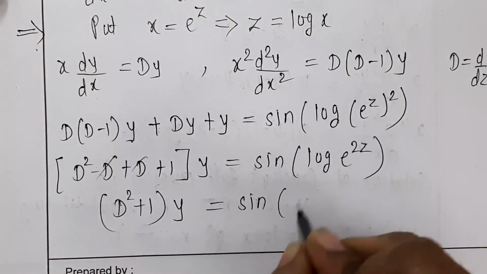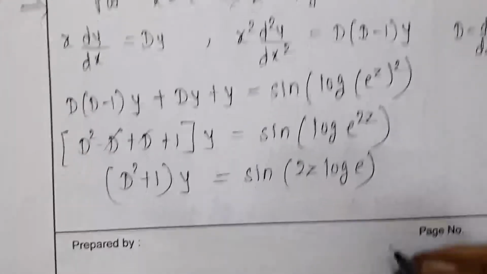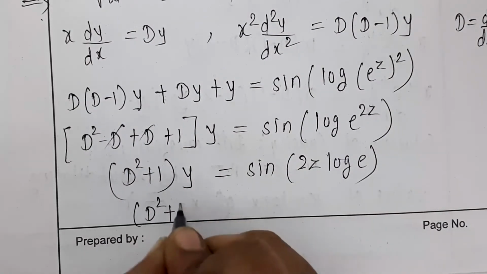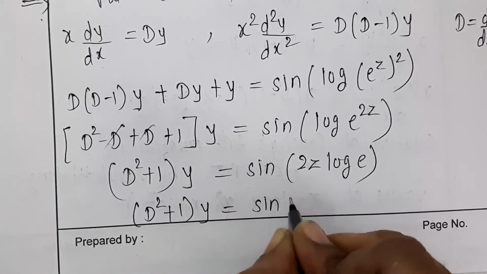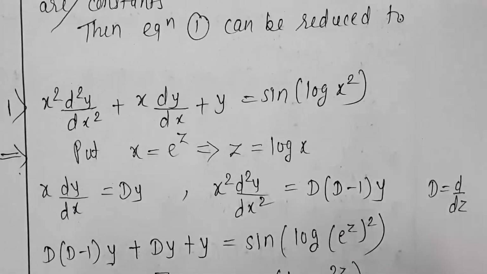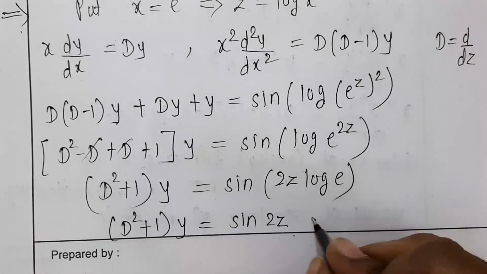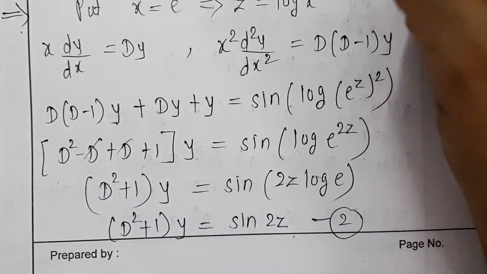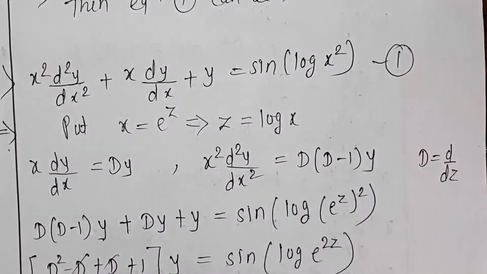The logarithmic property says it is 2z multiplied by log e. So D square plus 1 multiplied by y is equal to, log e is 1, so it is equal to sine 2z. Now this differential equation is a linear differential equation with constant coefficients, but we want the solution of the original differential equation. So first we find the solution of this differential equation 2, and after resubstituting the value of z as log x, we get the solution of differential equation 1.